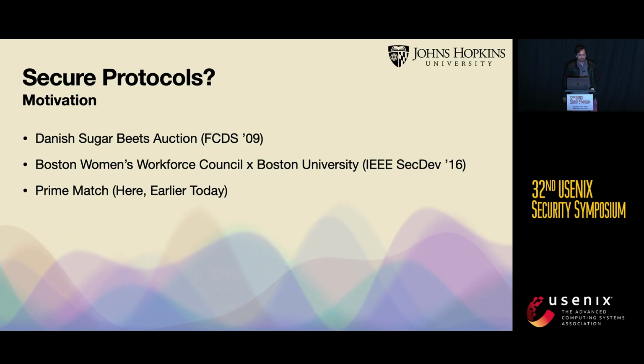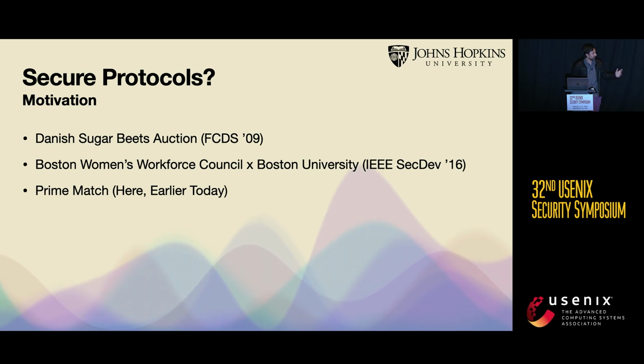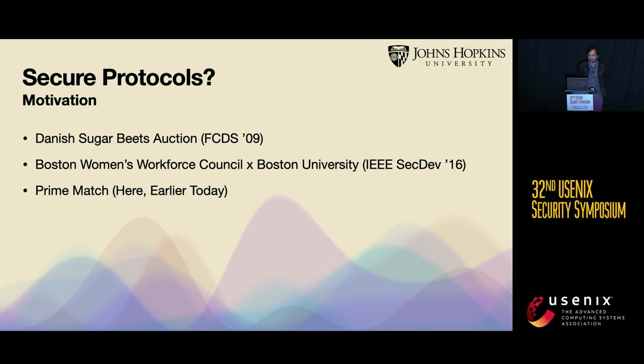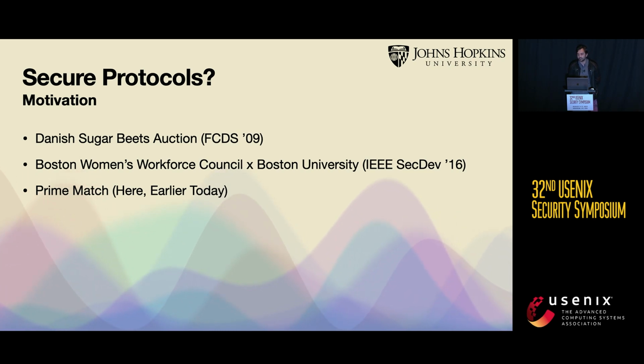So in this talk, I want to talk about secure protocols, including ones we heard about even earlier today, such as Prime Match. Largely, this is in the space of MPC, but this actually also covers things like FHE and zero-knowledge proofs, and we'll get into exactly how shortly. But in general, the use of secure protocols is increasing.